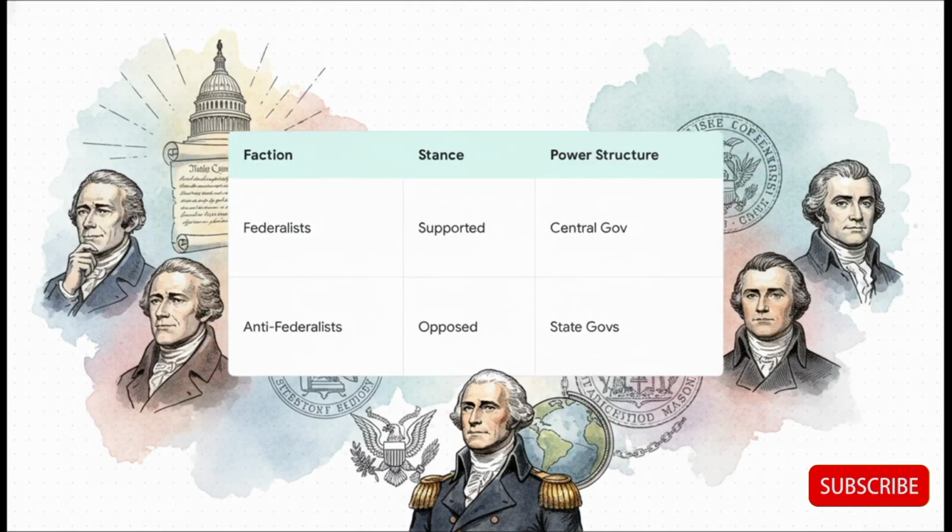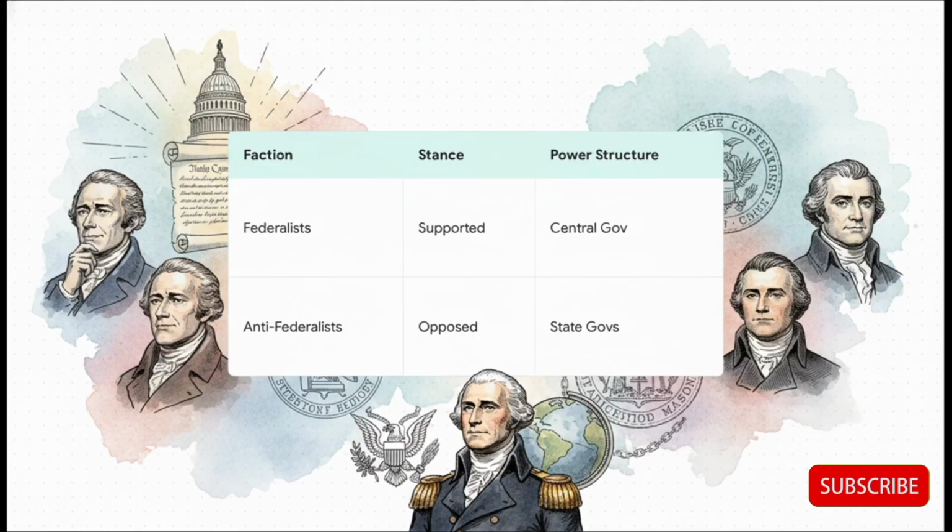But getting everyone to agree to ratify that Constitution, that birthed our very first American political factions. The Federalists, driven by brilliant minds like Alexander Hamilton and James Madison, argued the nation desperately needed a strong central government just to survive.